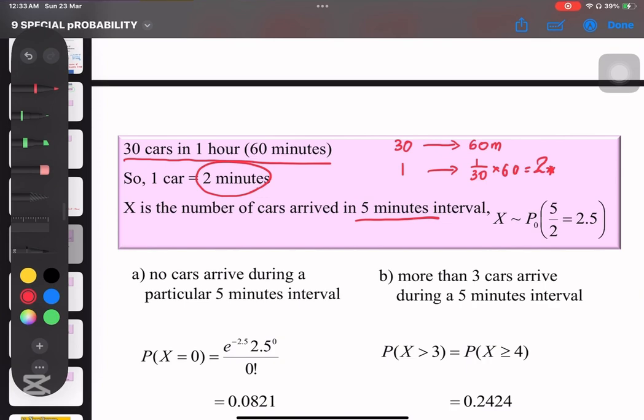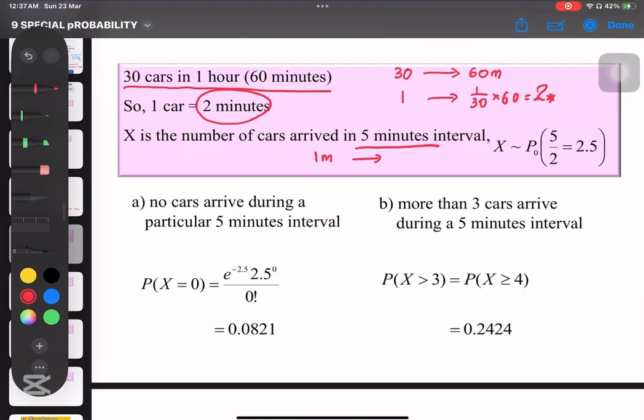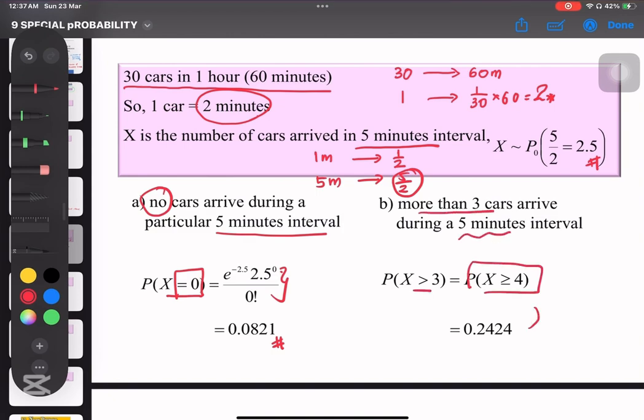But the question wants the cars arriving in 5 minutes, right? So we are going to find how many cars arrive in a 5-minute interval. So 5 minutes equals 5/2. So that is our lambda for question A and B. So for question A, we are solving it using the formula, while for question B, we are solving it using the table.